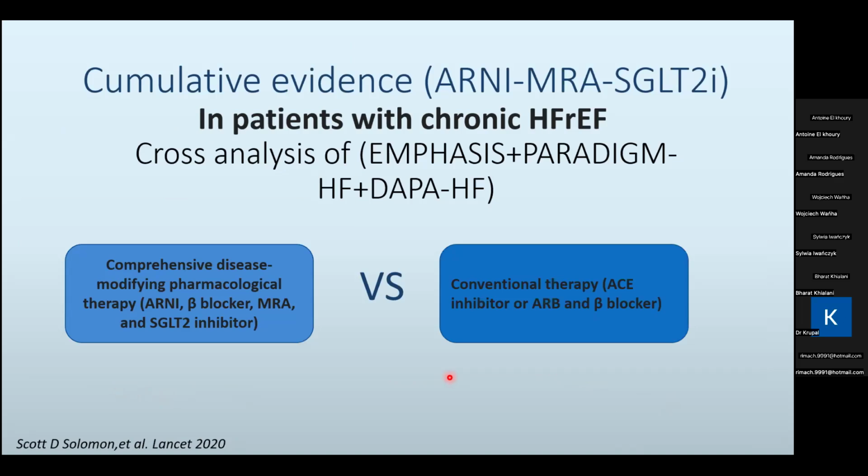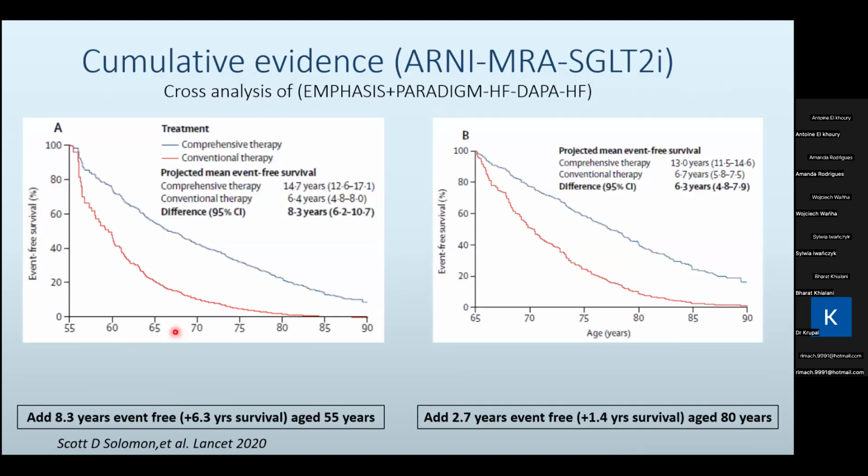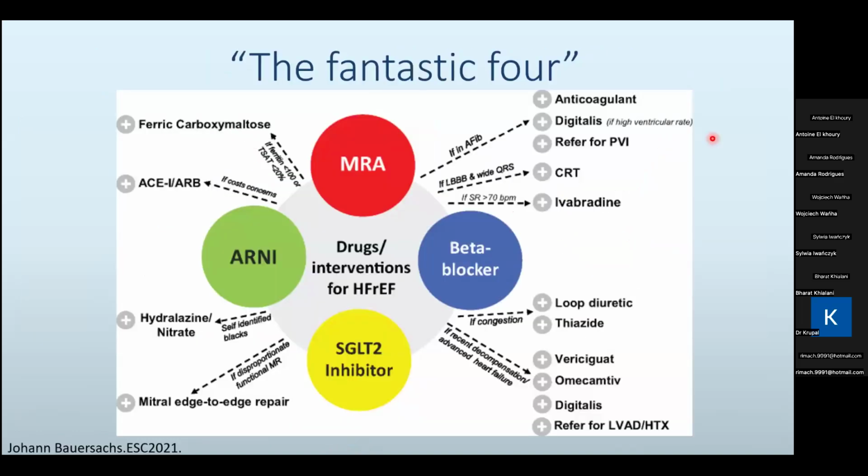So a cross-analysis combined 3 different trials, EMPHASIS, PARADIGM, and the DAPA heart failure trial, and established a comparison between the conventional therapy, this one over here, and the comprehensive disease-modifying pharmacological therapy, which is the quadruple therapy. And as a result, there was an add-on of years of life, whether we're talking about 55 years of age or 80 years of age. So it did show some positive outcomes, this quadruple therapy. And this is why we're opening up this new name of the Fantastic Four.